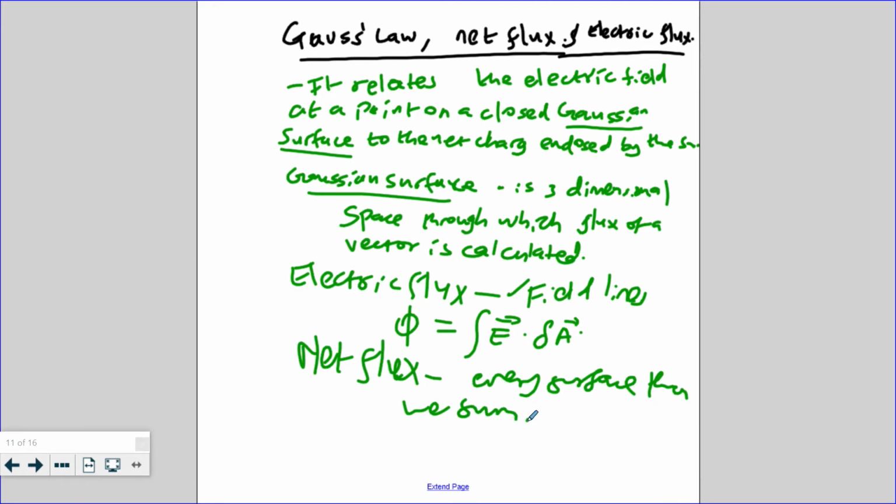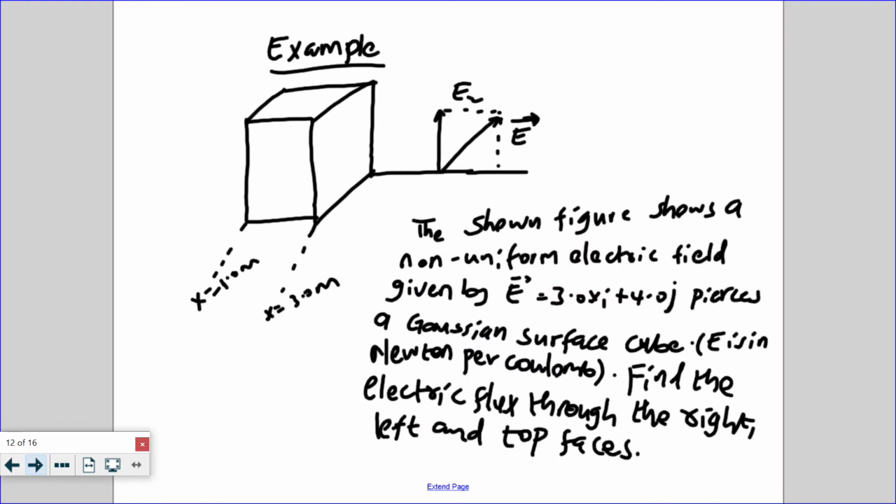So we simply take an example. Our example says: the shown figure, this is our diagram, with x equals 3 meters and here x equals 1 meter. This is a cube. The figure shows a uniform electric field given by E = 3.0x i + 4.0 j, piercing a Gaussian surface cube, where E is in newtons per coulomb. Find the electric flux through the right, left, and the top faces.